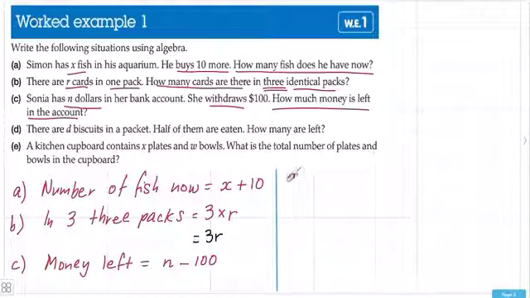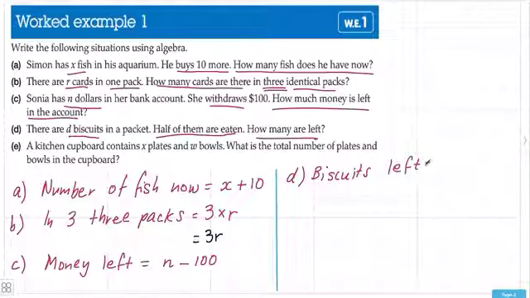All right, next one, D. There are D biscuits in a packet. Half of them are eaten. How many are left? So we're looking for the number of biscuits left. We originally had D biscuits, and now half of them have been eaten, so we only have half left.